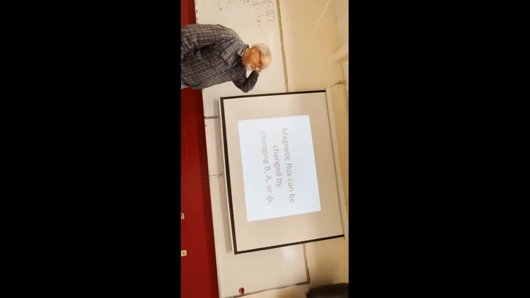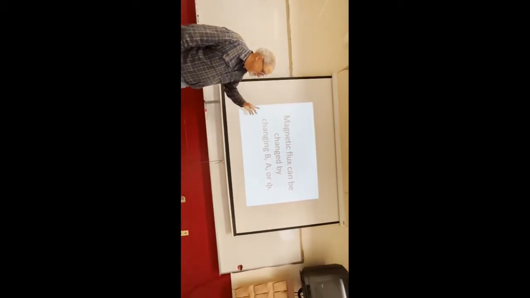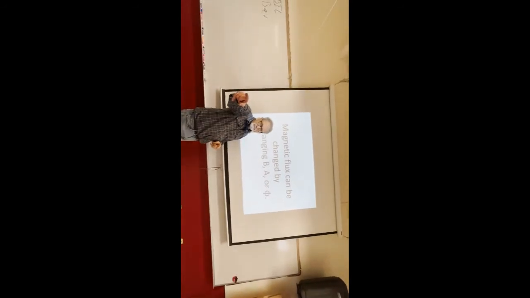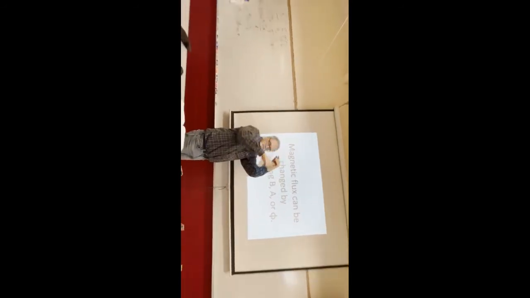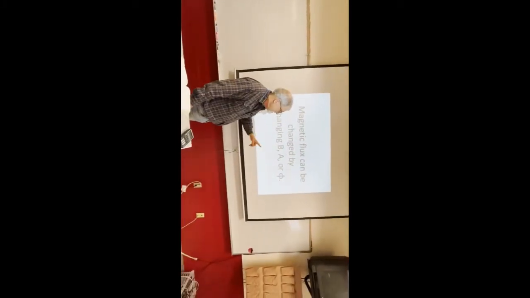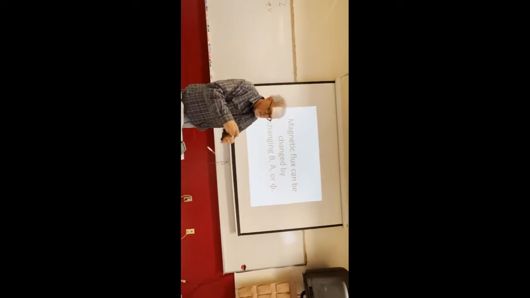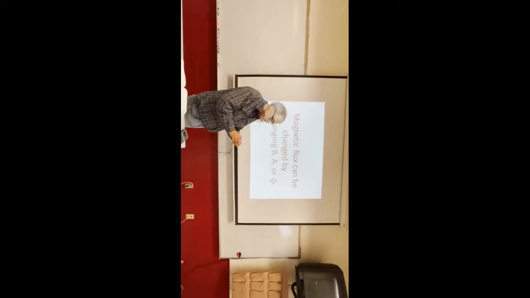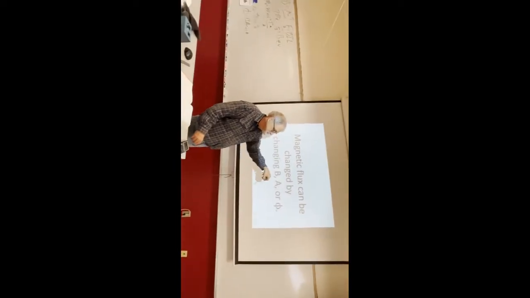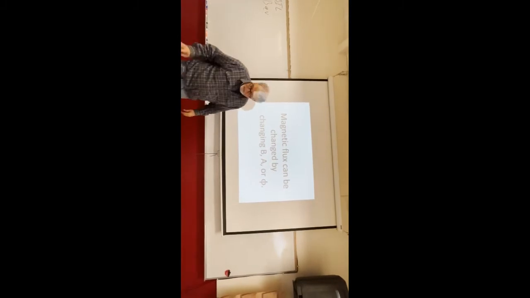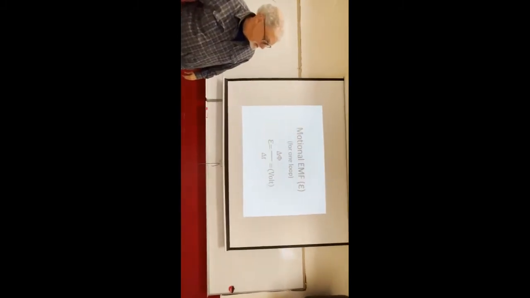Okay, and magnetic flux can be changed in three ways. You can make more magnetism or less magnetism. That's like on that device over there where you've got the coils. You can change the magnetic field by changing the current flowing through it. You can change the area, which is what we're doing with this thing here. Or you can change the angle, and that's just like that. And all of those will produce a change in magnetic flux.